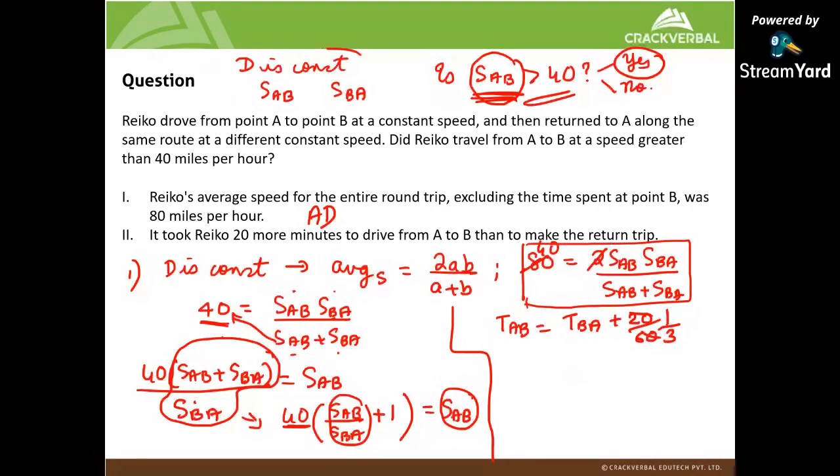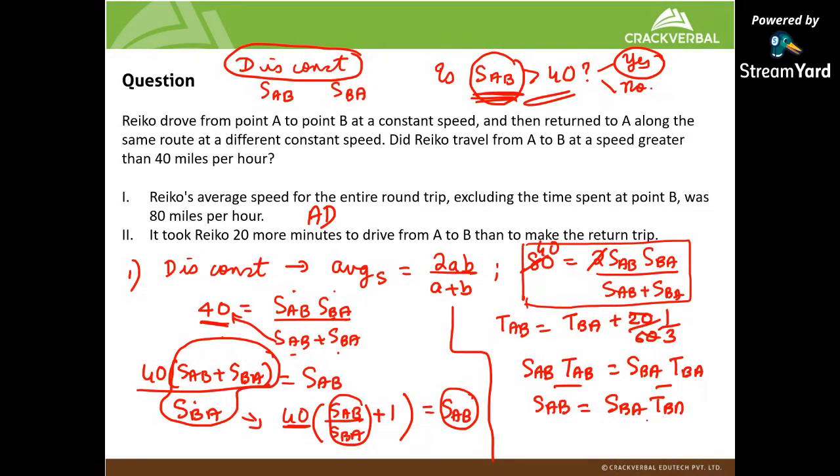Since I know the distance is constant, the speed of AB into the time of AB is equal to the speed of BA into the time of BA. Speed is equal to distance by time, so distance is speed into time. If the distance is constant in both cases, the speed into time should be the same in both cases. So again, I have SAB is equal to SBA into TBA divided by TAB. And you see what happens here now.